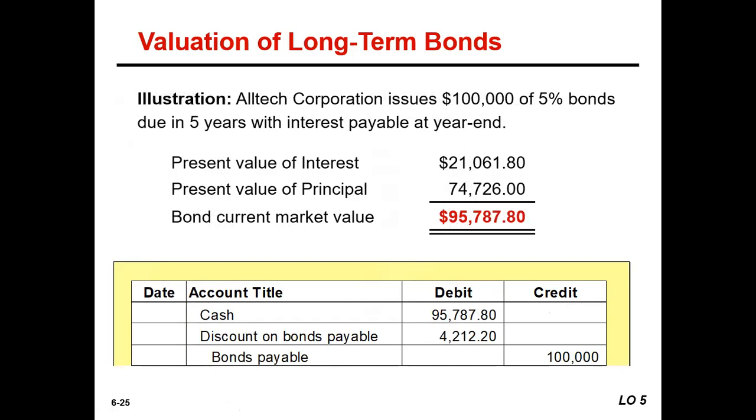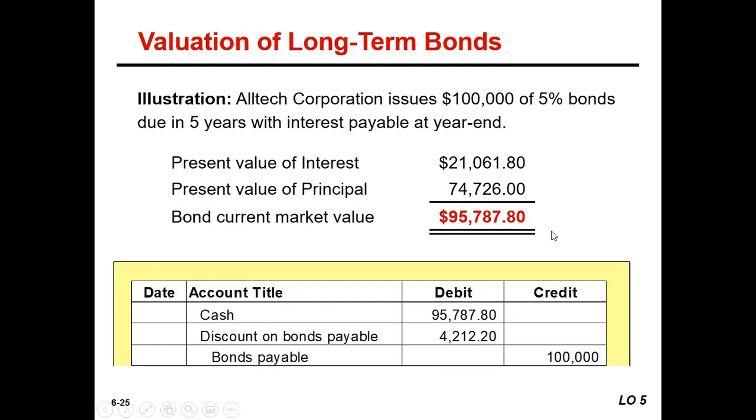So here's our example that we've looked at. We looked at calculating the present value of the interest, and the present value of the principal amount, or the face value of the bond. And so we would sell these bonds for $95,787, the combination of both the present value of the interest and the present value of the principal.